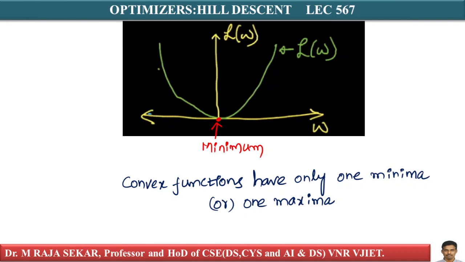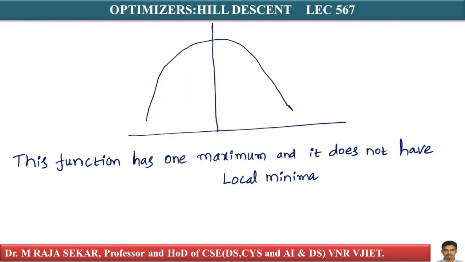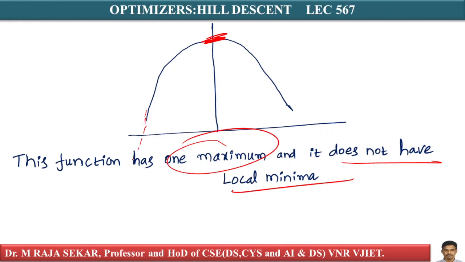We already discussed this one. On the other hand, I can draw a function like this. This function has one maxima. Just see, this function has a maximum here, isn't it? Therefore, one maxima and it does not have a minima. It keeps on going down like this. There is no minima. Therefore, I can say this function has one maximum, and it does not have a local minima.